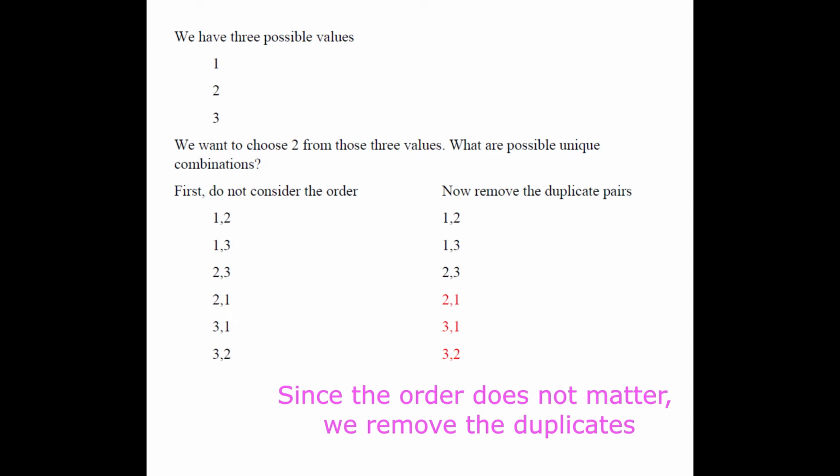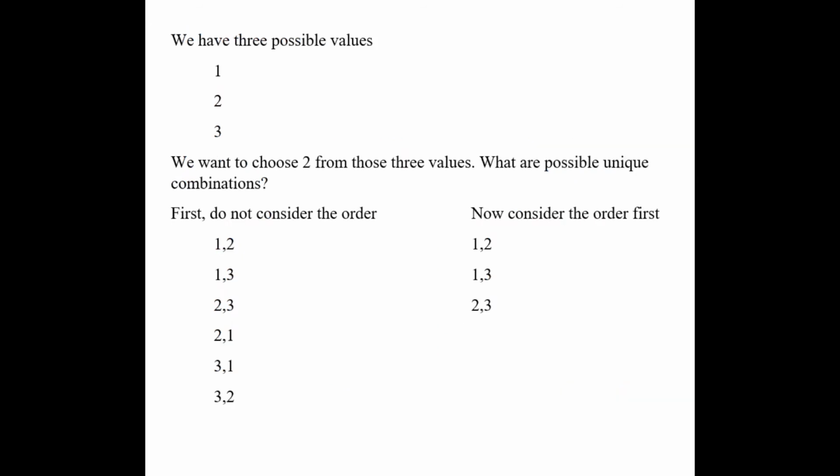You see the first one, 1 and 2, and the number 4, 2 and 1, they are the same thing. So we delete 2 and 1. I use red to indicate. The second pair, 1 and 3, is the same as 3 and 1, so I delete another one. And the number 3, 2 and 3, is the same thing as 3 and 2. So for the combination of choosing 2 from 3, we have 3 possible outcomes.